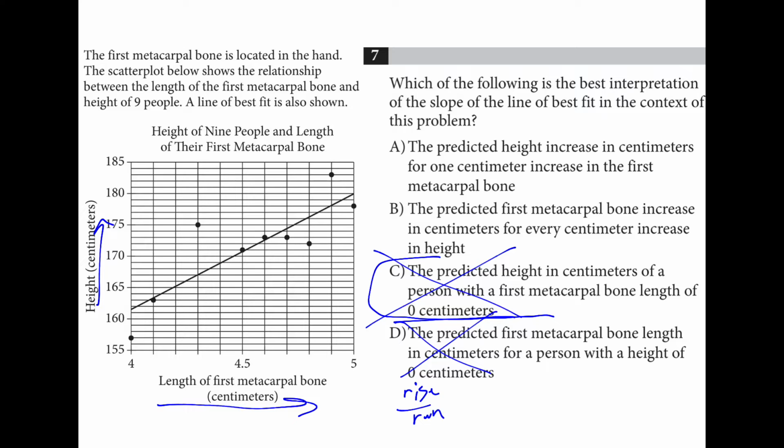And notice that in A and B, they just have the two variables flipped around. Rise should be on top, run should be at bottom, so it should be height per increase in the metacarpal. That's why A is the right answer.